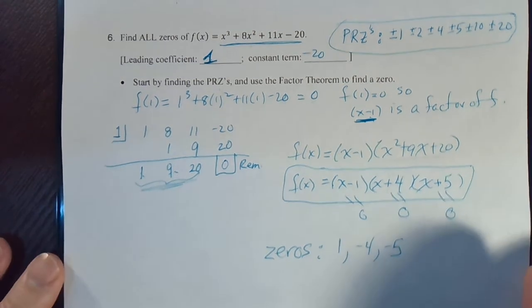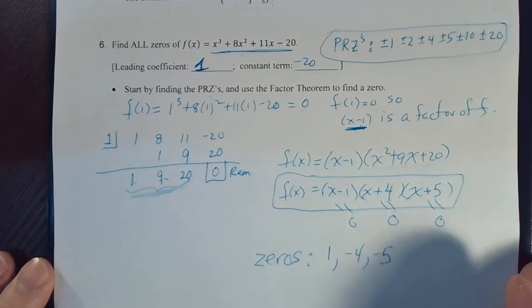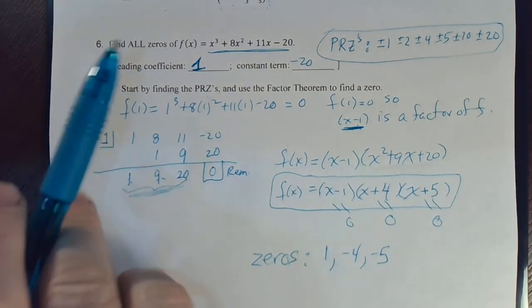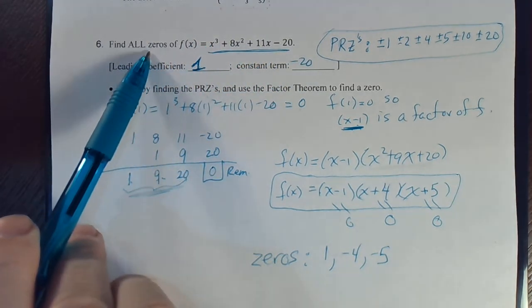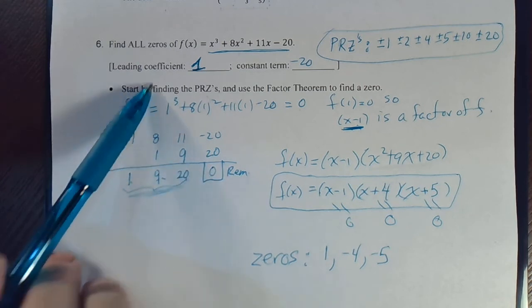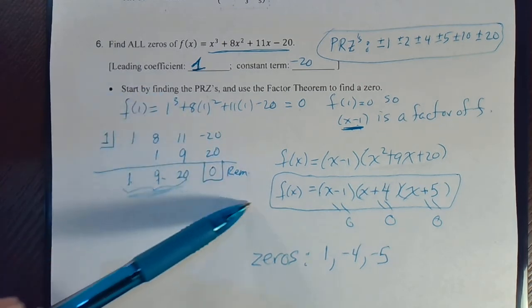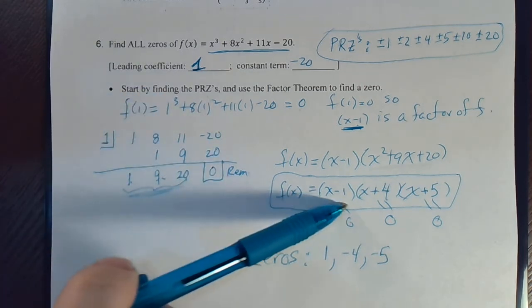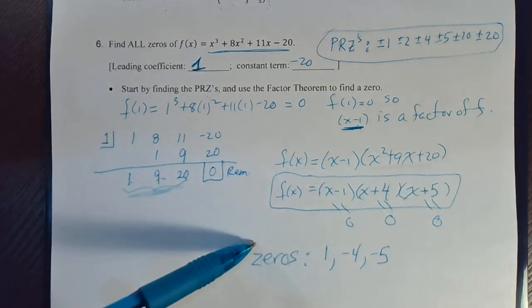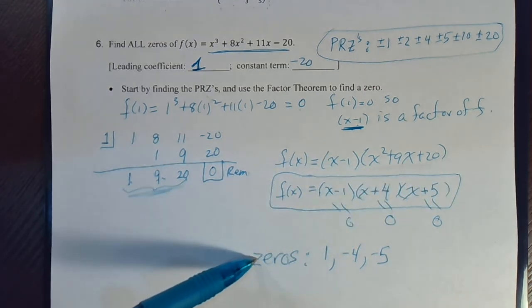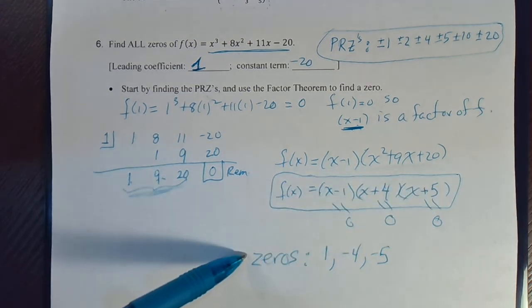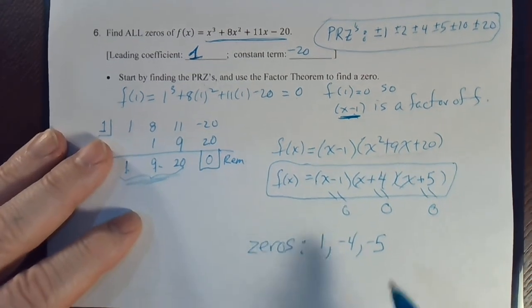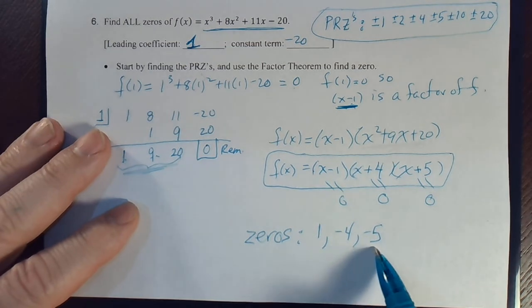So be careful when you get problems like this. Sometimes it says just factor the polynomial. Sometimes it says find all the zeros. It basically takes the same number of brain cells. Here's where we did all the factoring, and then we computed the zeros. So regardless, you'll have to do the complete factoring even when you need to find the zeros. So the zeros are 1, -4, and -5.